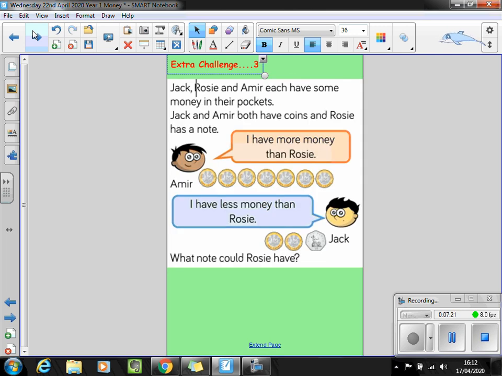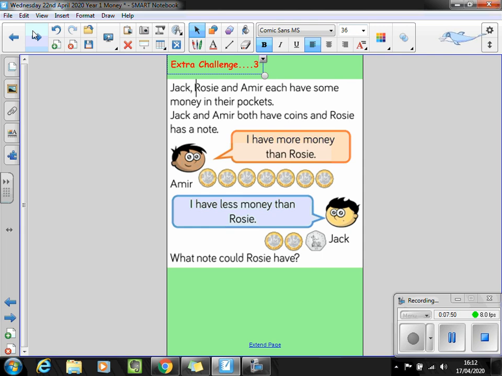Extra challenge 3. Jack, Rosie and Amir each have some money in their pockets. Jack and Amir both have coins and Rosie has a note. Amir says that he has more money than Rosie, and we can see that Amir has some coins. I wonder which coins they are and how much money he has.